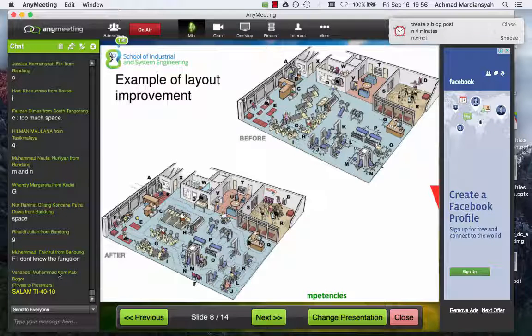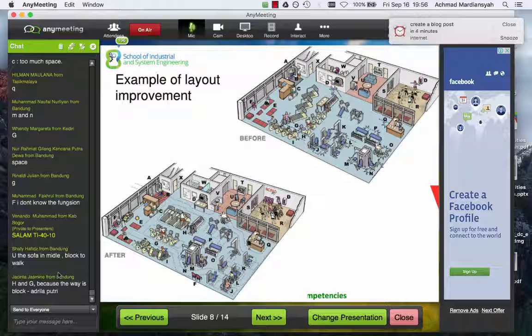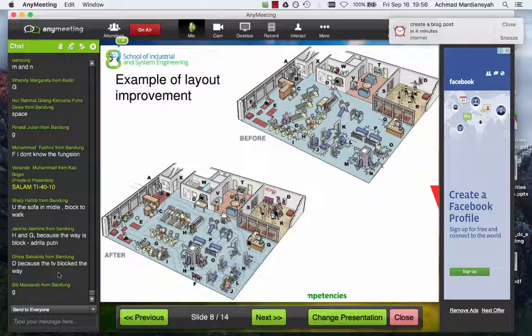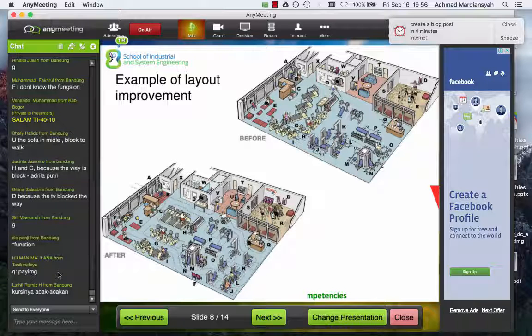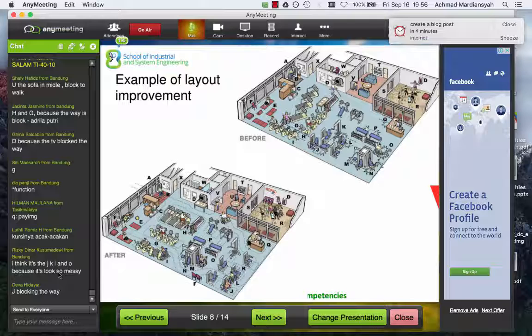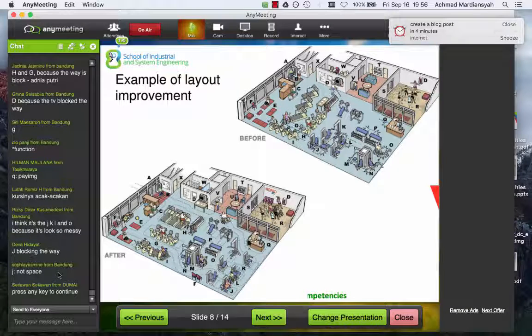Okay, thank you very much. Muhammad Farul, F. I don't know the function. What is F? Okay, so F is just one chair over there. Okay, thank you.